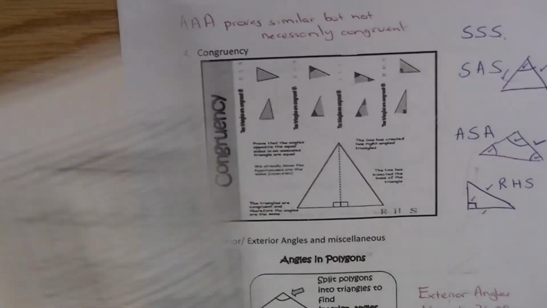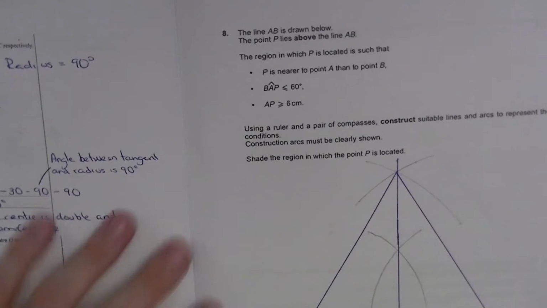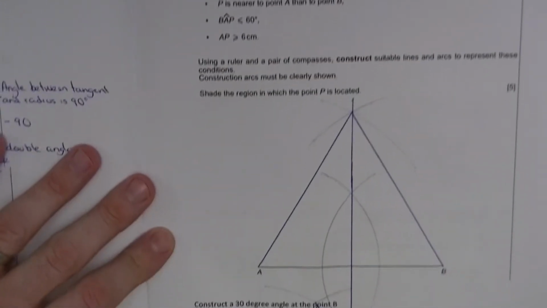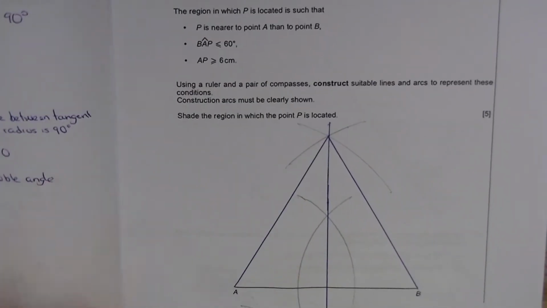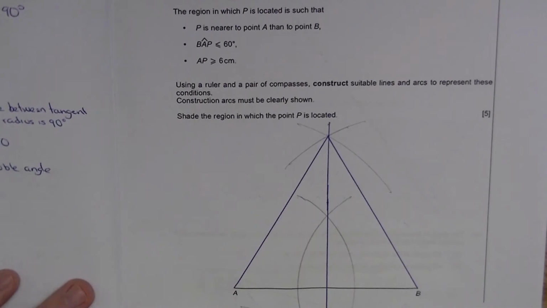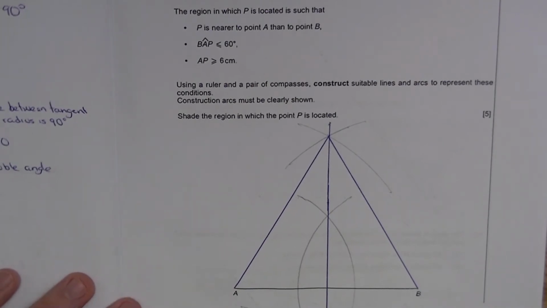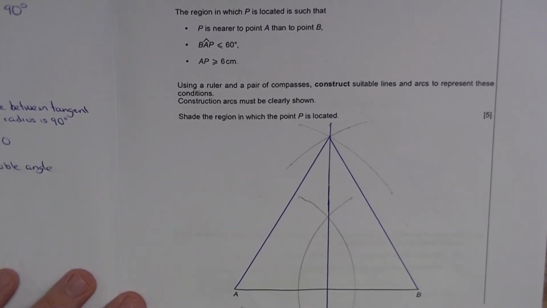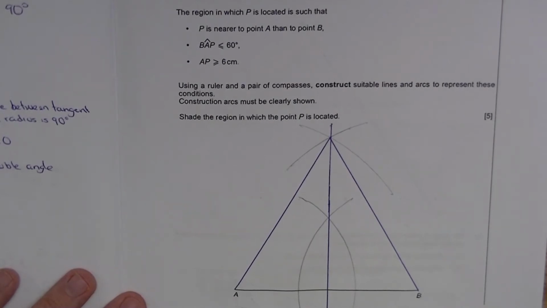And we're into Booklet C, opening up to page 9. Okay, and in this question we've got to shade in an area above the line, and the region that we've got to shade in is such that the point P is nearer to point A than point B.